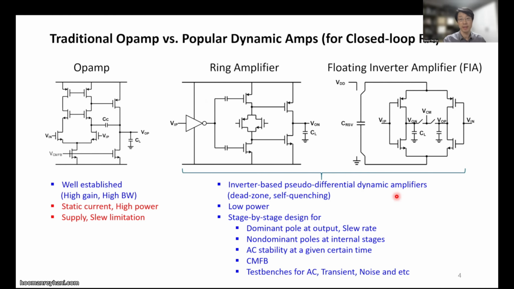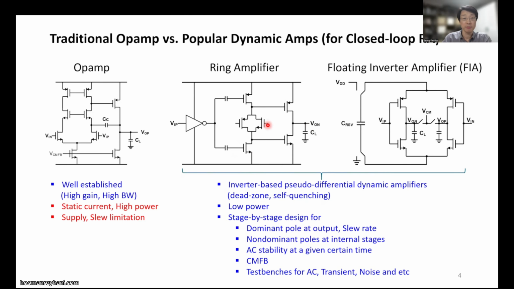The ring amplifier and floating inverter amplifier are shown here. As you see, the ring amplifier is an inverter-based structure. The floating inverter amplifier is a differential inverter amplifier supplied by a reservoir capacitor. Their operation is mostly dynamic, so they are good for low power implementation. The ring amplifier's dynamic operation depends on the dead zone setting, and the floating inverter amplifier's dynamic operation is implemented by the self-quenching characteristic.